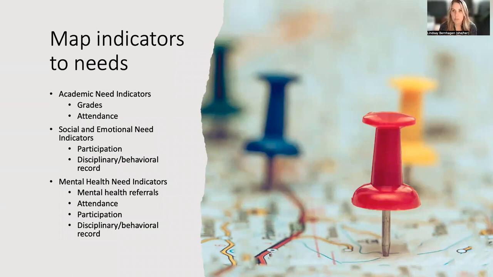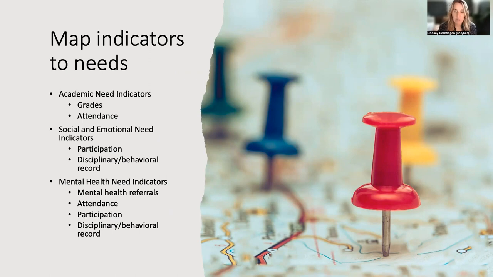So you'll need to think through this specifically for your programs. What makes the most sense? What data do you have? And what might an analysis of that data tell you about the specific things, the areas identified in the ESSER III grant process, those academic needs, social and emotional needs, and mental health needs.